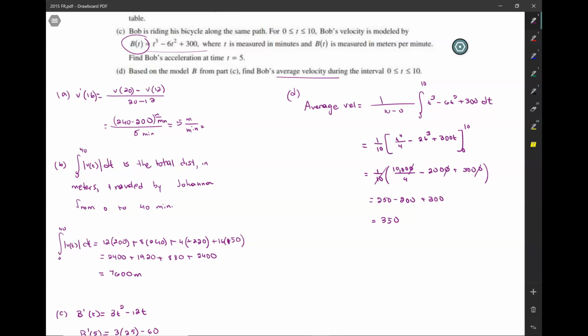Meters per minute squared. Because it's velocity. Yeah, exactly. It's just meters per minute. Because if our... Oh, velocity. Okay, so look at what happened here.